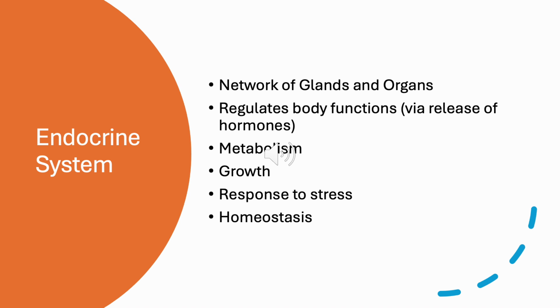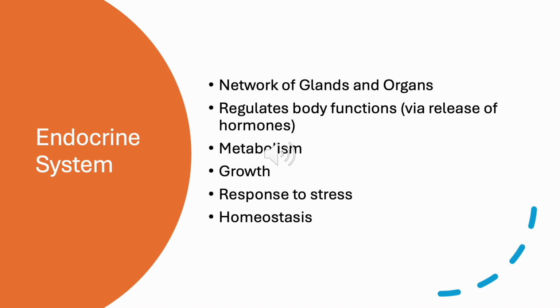And the endocrine system works very closely with the neurological system, and it's the major regulatory system of the human body. So glands communicate with the body through the secretion of hormones. And through this secretion of hormones, the endocrine system is involved in metabolism, growth, our response to stress, and it's always trying to maintain homeostasis through a negative feedback loop. That's one way the endocrine system tries to keep homeostasis.